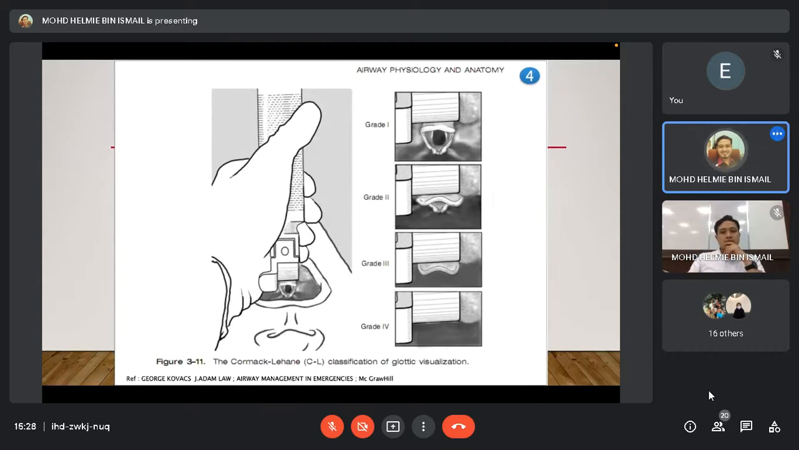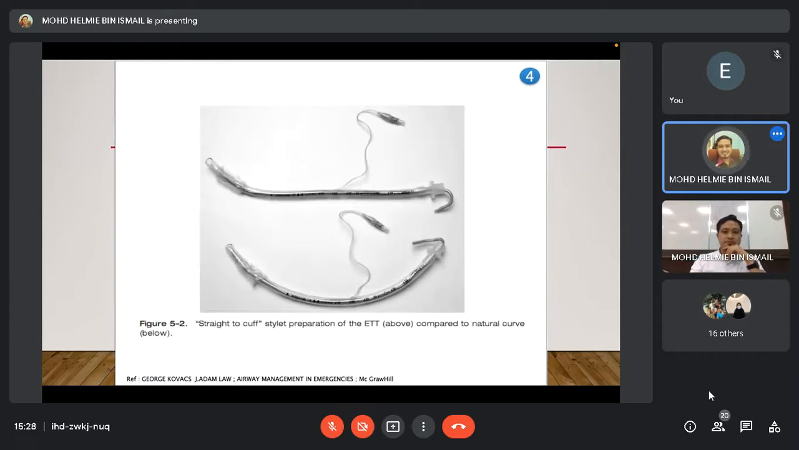Alright, this one is grade 1, grade 2, grade 3, the same. This one is how you prepare the ETT. You need to prepare it like this, straight through the cuff, straight to the cuff. Basically, this part of the ETT should be straight, and then the distal part of the ETT should be curved about 60 degrees. This one is the wrong technique.